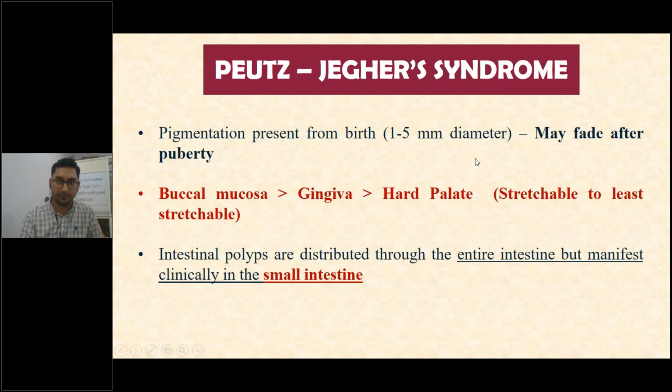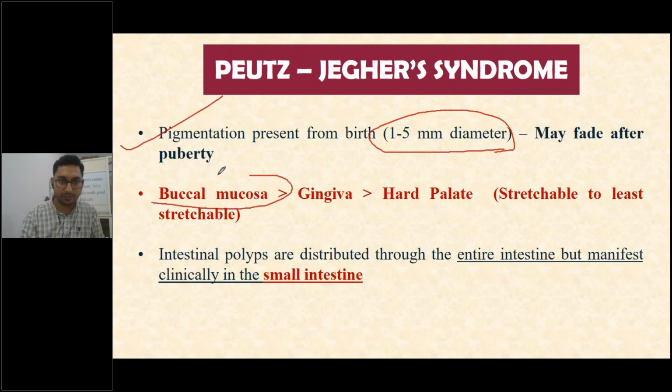Next is, as I already told you, the size is 1 to 5 millimeter. Again important. The size never grows more than 1 centimeter. It is 1 to 5 millimeter small pigmented areas. This is all extraoral. Intraorally, the most common site is buccal mucosa, right?